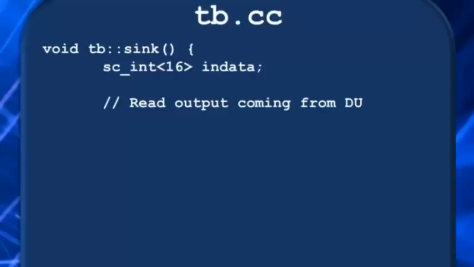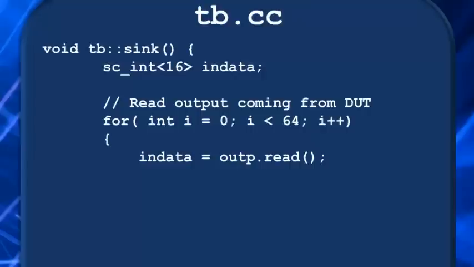Since the source thread sent 64 input values to the FIR, that means if everything worked correctly, we should get 64 values back. So we'll write a for loop with 64 iterations to read the OUTP port. The first line will just assign what is read on port OUTP to inData and wait one clock cycle.